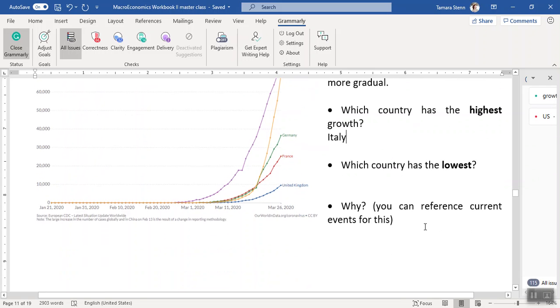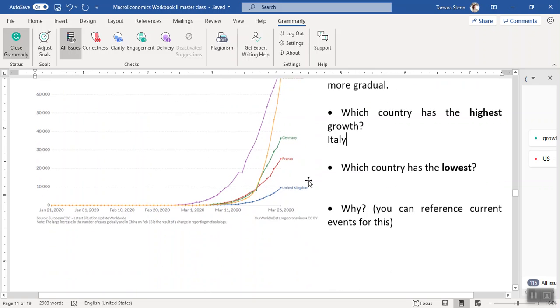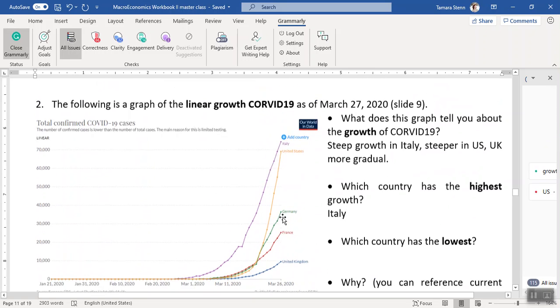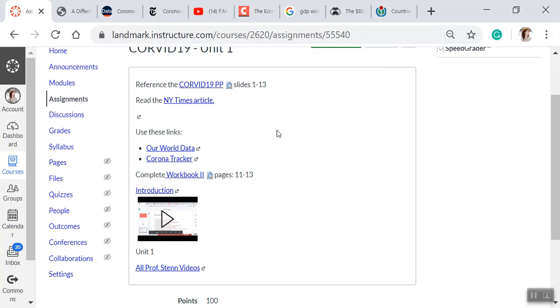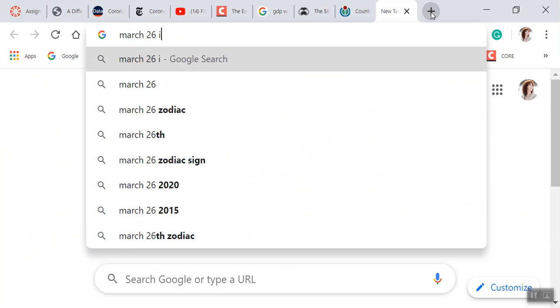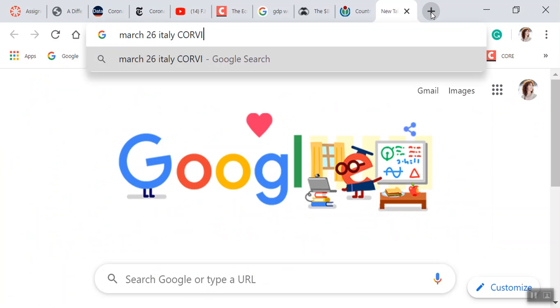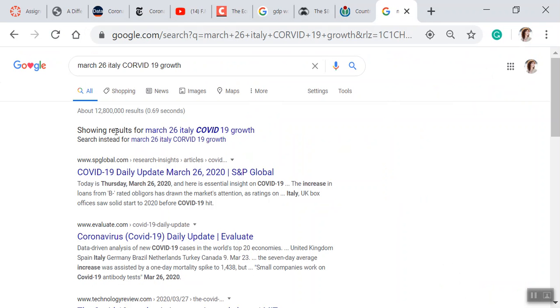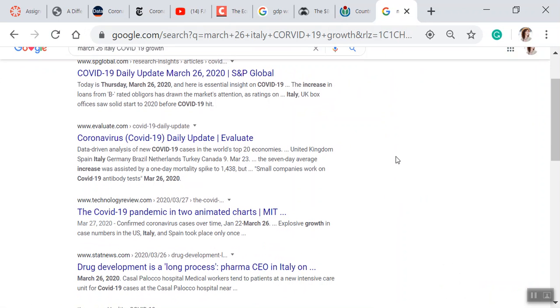And why, right? Why does the UK have a lower amount of growth than Italy? Here I can reference current events for this. So this is March 26th. This is Italy. So what I might do is think about March 26th, COVID-19 growth, and see what comes out. Okay, and here I have my daily update on March 26th on the S&P.